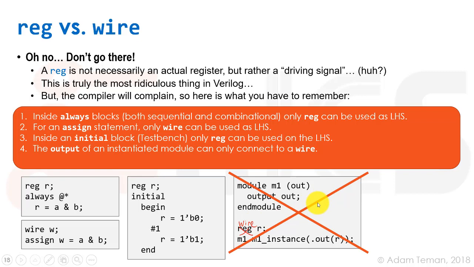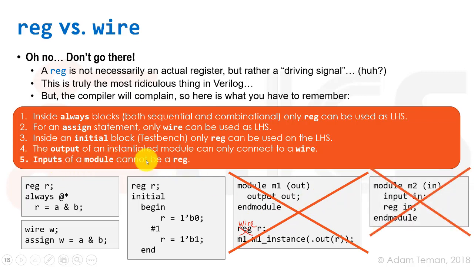All right, and last but not least, the inputs of a module cannot be a reg. So I have module M2 and it has an input. We declared it as input in. We cannot write reg in. We can write wire. Wire is implicit, so we don't need to write wire. We just write input in. Okay.